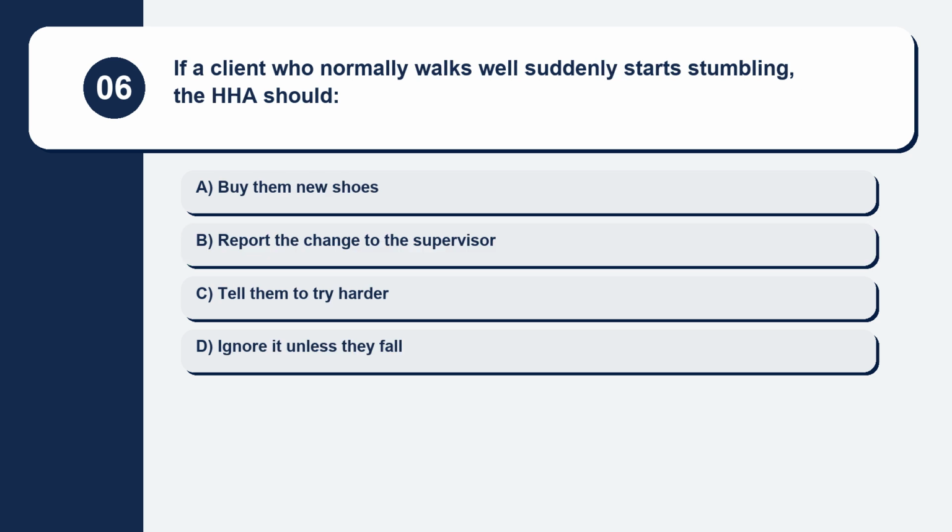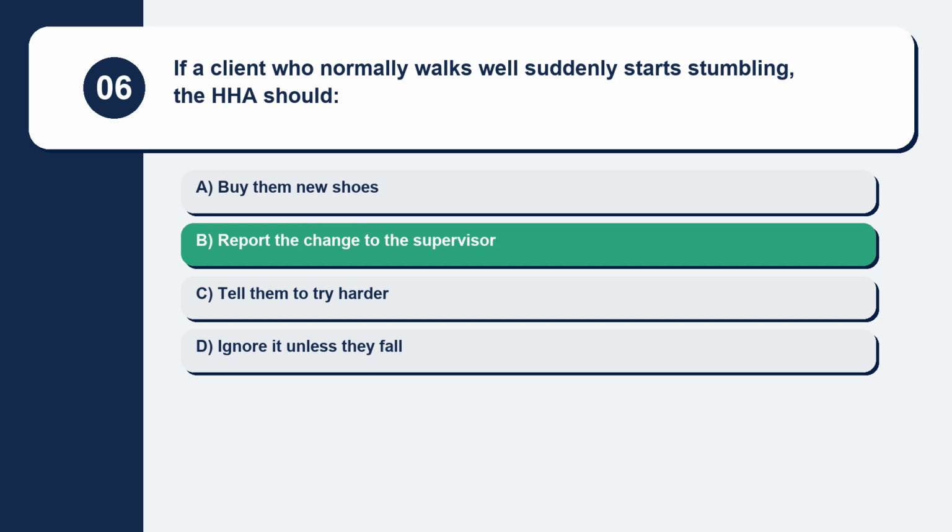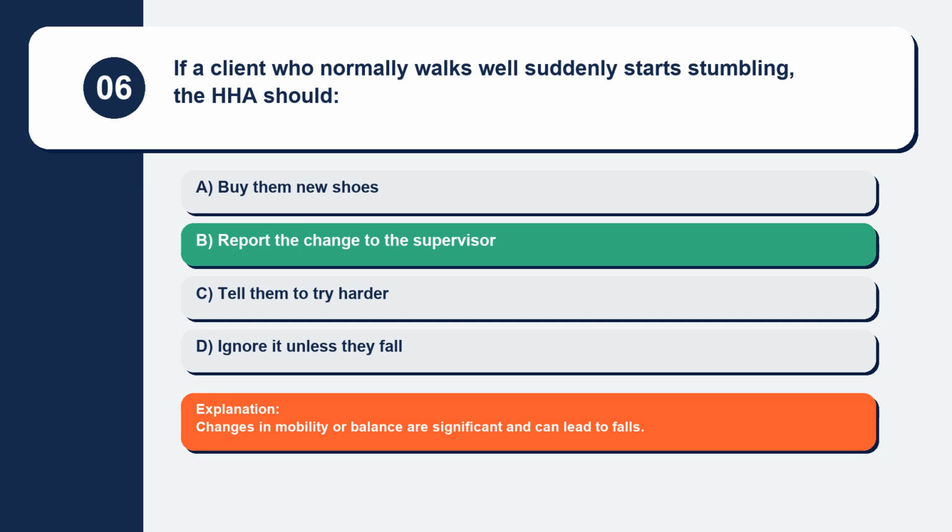Question 6. If a client who normally walks well suddenly starts stumbling, the HHA should buy them new shoes. Report the change to the supervisor. Tell them to try harder. Ignore it unless they fall. Changes in mobility or balance are significant and can lead to falls.